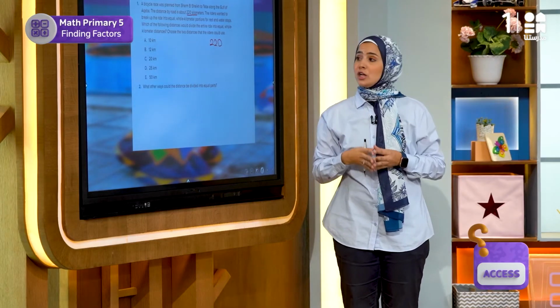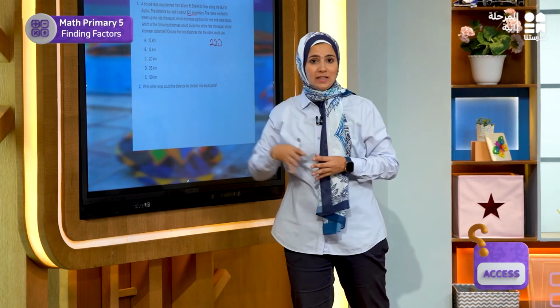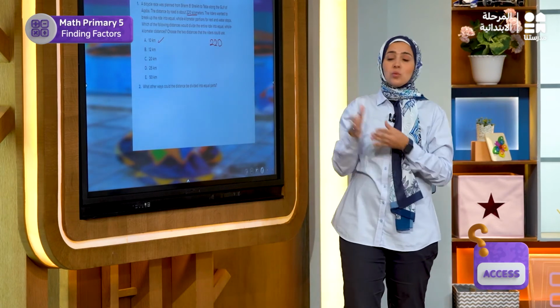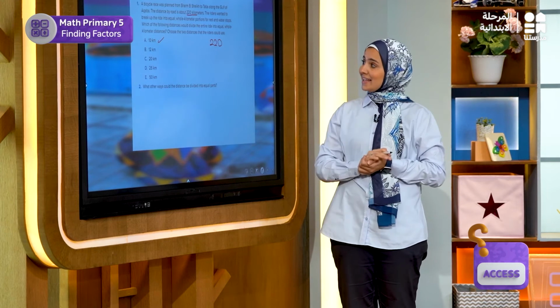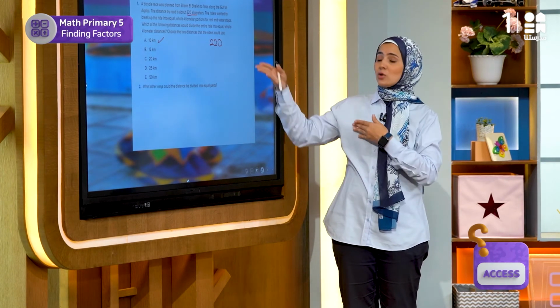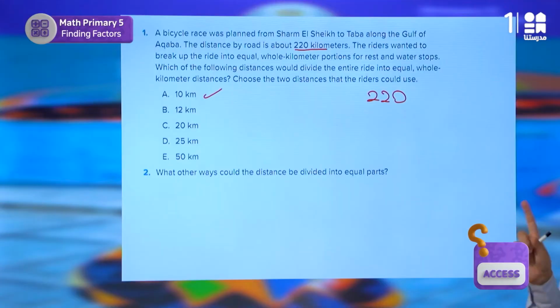So can we divide 220 by 10? Of course. Why? Because when you divide 220 by 10, you don't get any remainder, and the answer will be what? 22. What else? Let's look at the choices. Can I divide this number by 12? Of course not, because we will not be able to have a whole value as our answer. Now let's move to the next part.